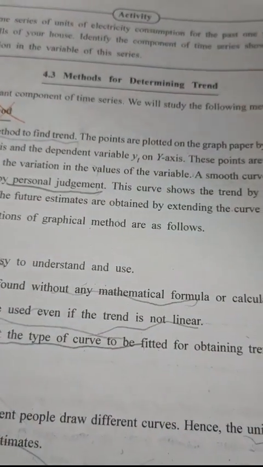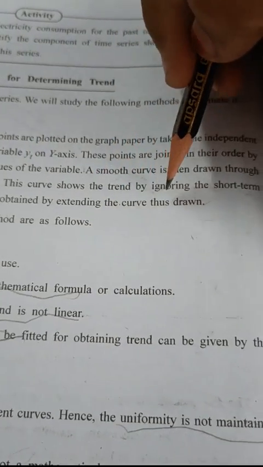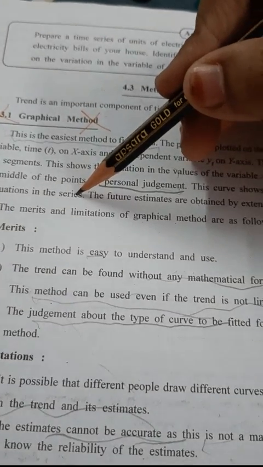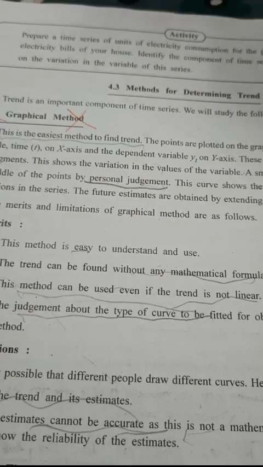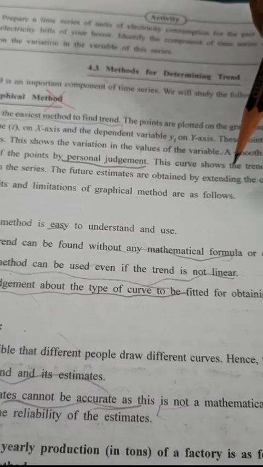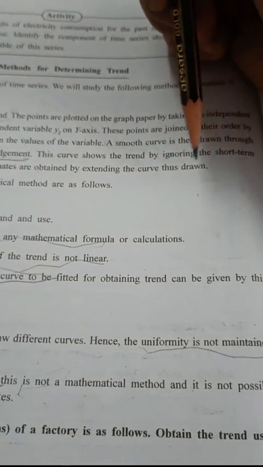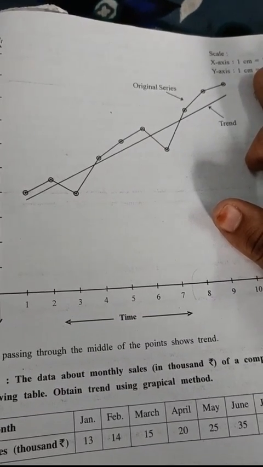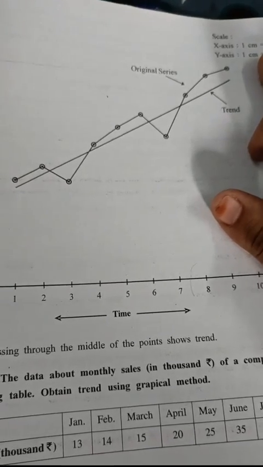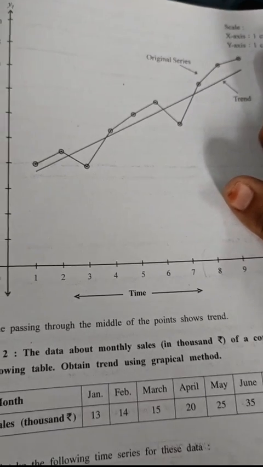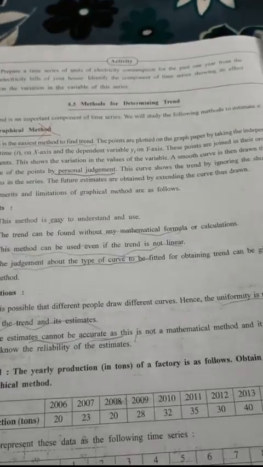With our personal judgment, we are joining the points. This curve shows the trend by ignoring the short-term fluctuations in the series. We ignore the short-term variations and consider only the long-term variation. The future estimates are obtained by extending the curve thus drawn. Based on this, we identify what particular trend is going on. This is the point-wise series, shown as the original series, and when we draw a line, that is known as the trend, showing what kind of trend it can be.